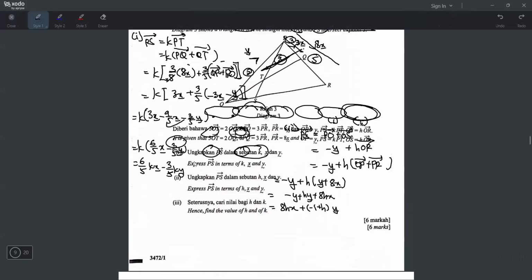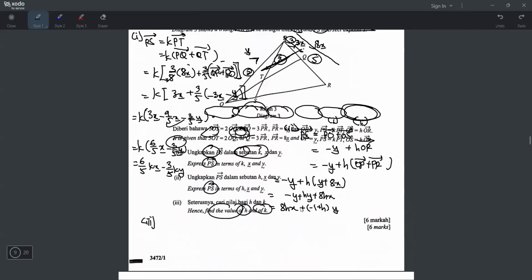Okay, let's do question 3 here. They say find the value of h and k, right? If you look at question 1 and question 2, you are both finding vector PS, right? Question number 1 is vector PS, question number 2 also vector PS. That means these two answers you can compare, or you can say they can be equal. The only difference is this one is in terms of k, this one is in terms of h.